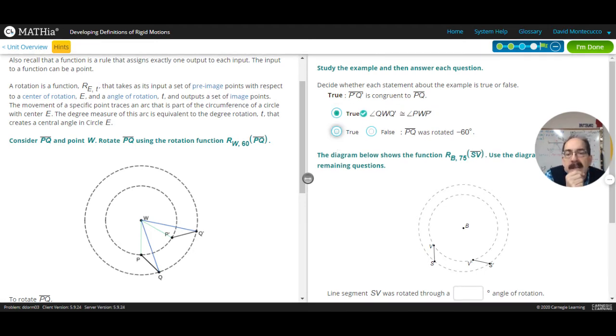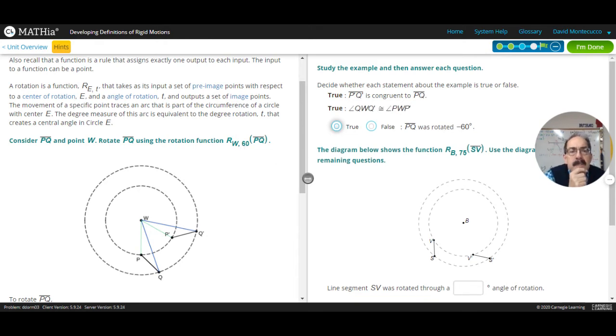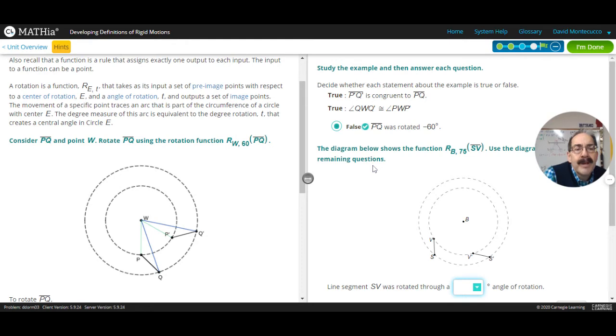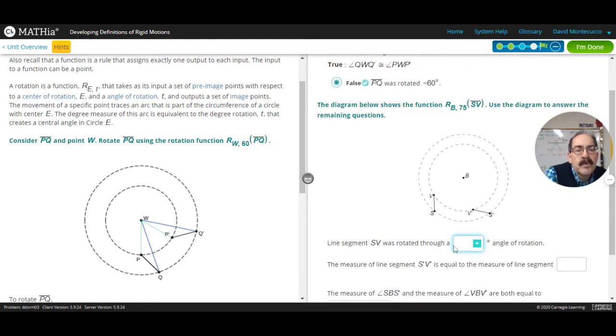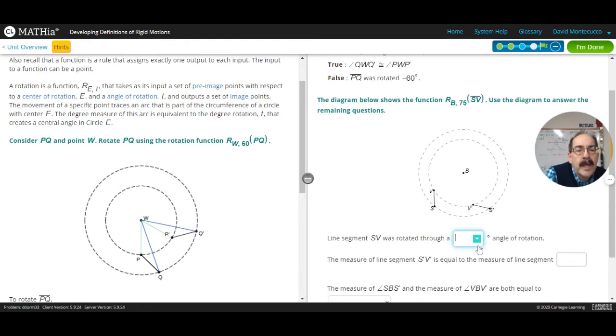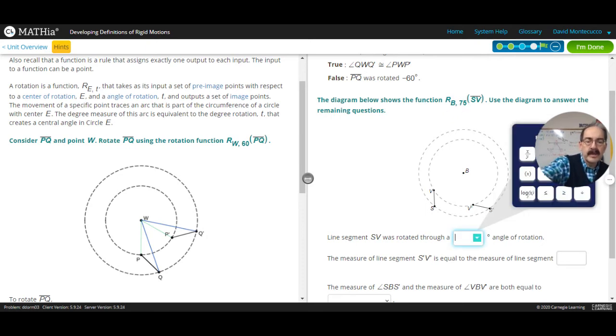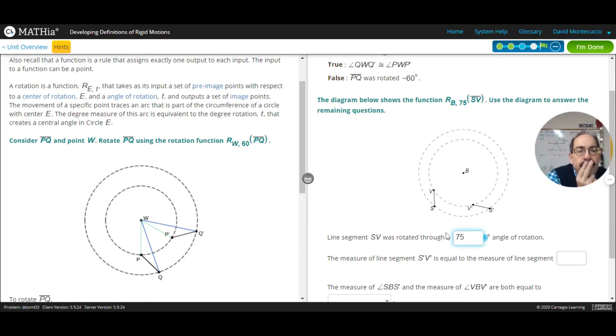And it was rotated -60. See, it went from here up, and counterclockwise is positive in math, so it was rotated -60 is false. Too bad they asked that. Okay, SV is rotated through a 75 degree, no, 75. See the 75 right there? That's the notation we're going to be stuck trying to learn, is notation.